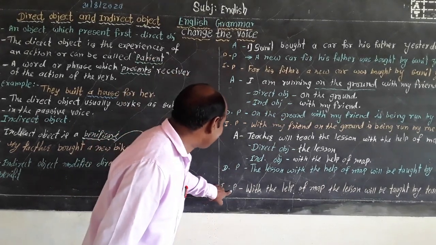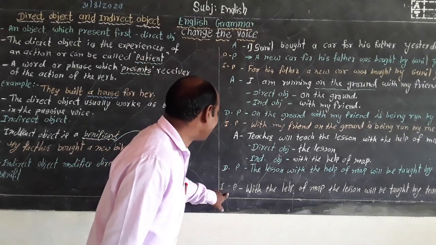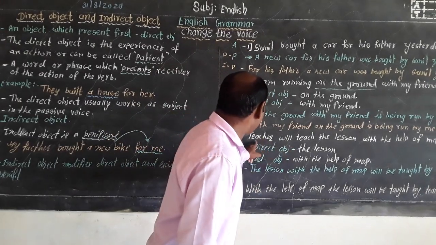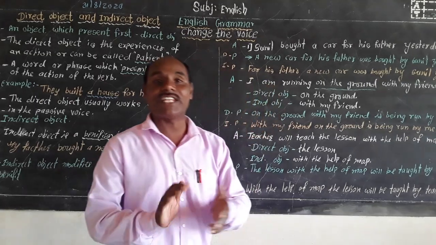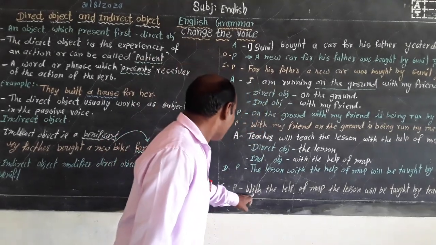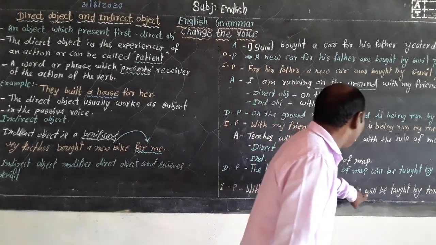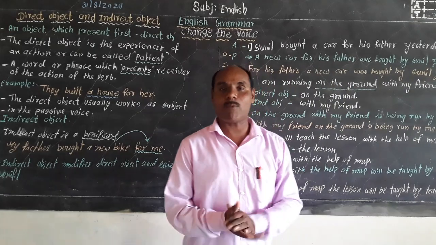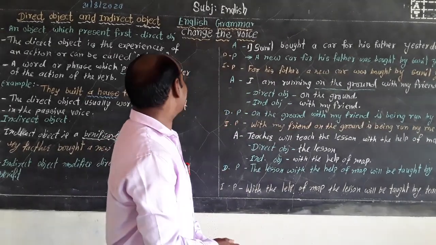Now let us see the indirect object. How is the sentence prepared using the indirect object in the passive voice? The indirect object is with the help of map. So, with the help of map, the lesson will be taught by the teacher.